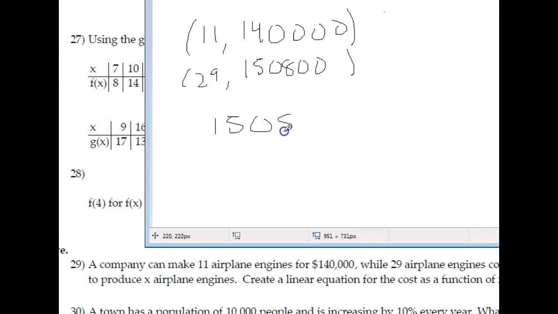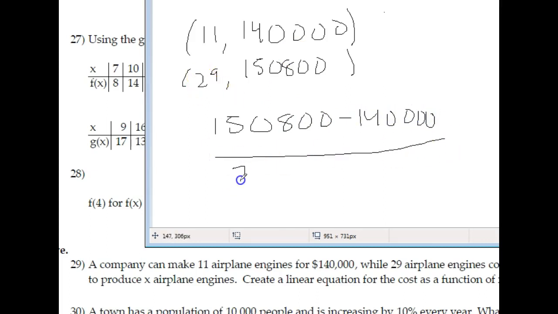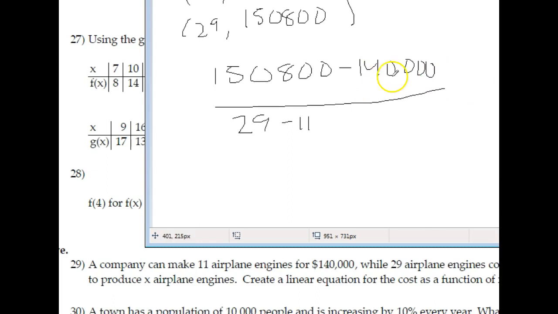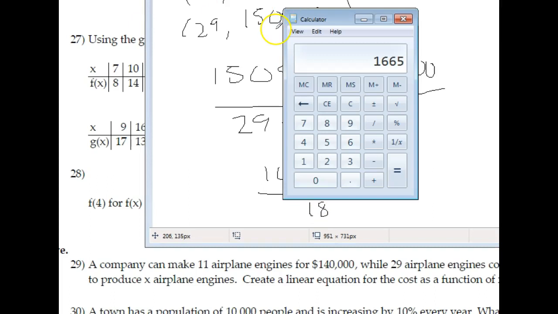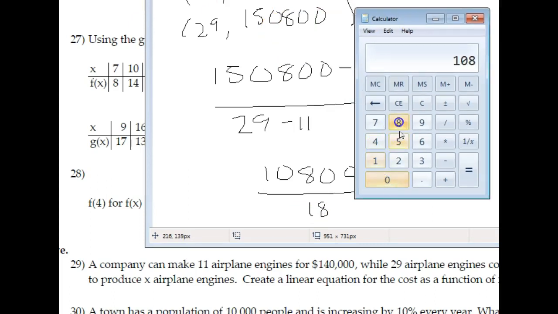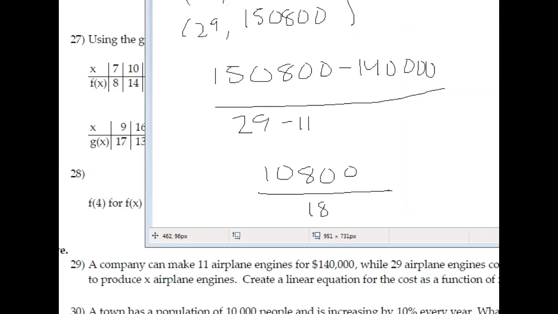You put the y values on top, subtract the y values, and on bottom, making sure you list the points in the same order, you subtract the x values. And that's going to give us the slope here. So the difference between these two is 10,800. And the difference there is 18. And let's see if that reduces nicely. 10,800 divided by 18. We have a slope of 600.